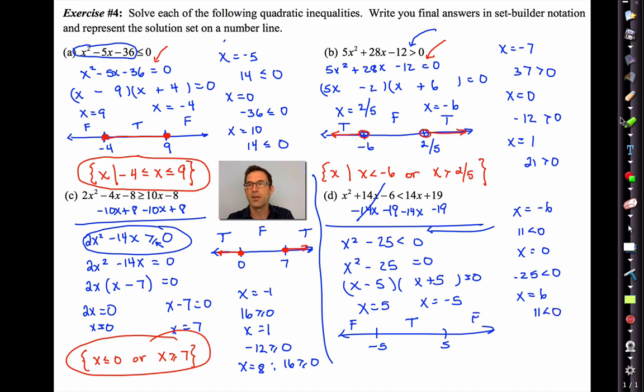That's false. Let me do all my coloring. Open circles on those two, and color in between. Our solution is all values of x such that negative 5 is less than x is less than 5.